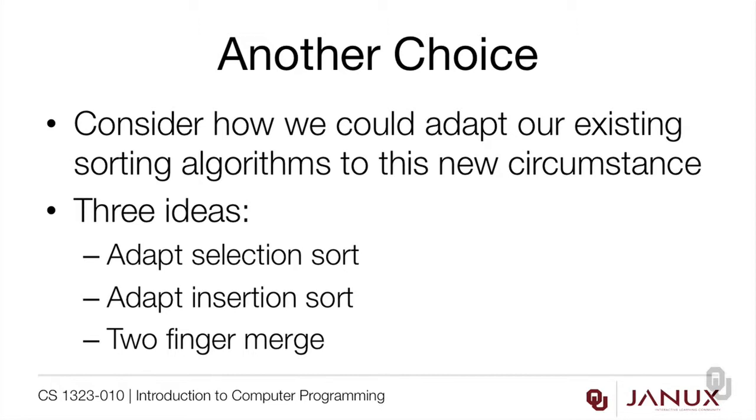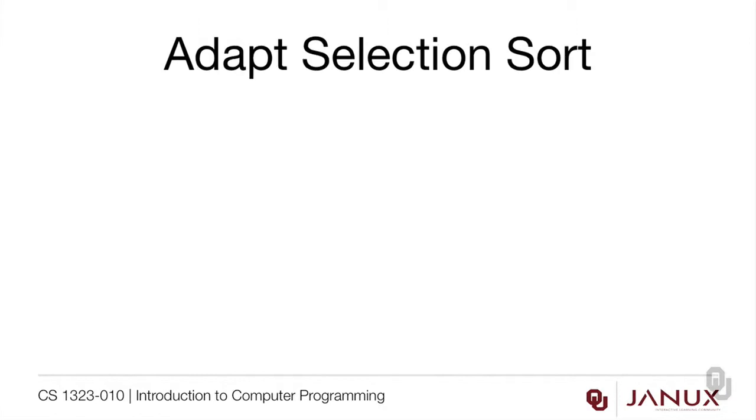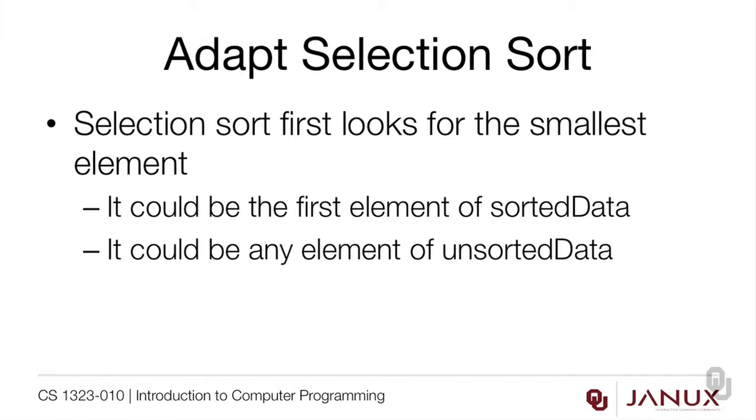Now, this is actually part of a different sorting algorithm that we haven't covered yet. And we'll talk about why it may not be the best way to do things, and I'll even explain what it means. Let's think about how we would adapt selection sort. Well, we know that selection sort first looks for the smallest element. So that could be the first element in sorted data, or it could be any element in unsorted data.